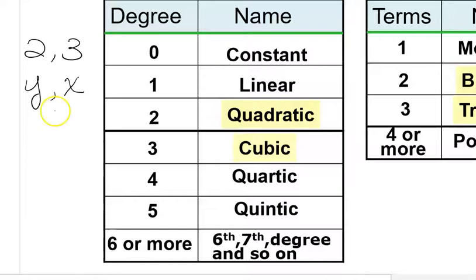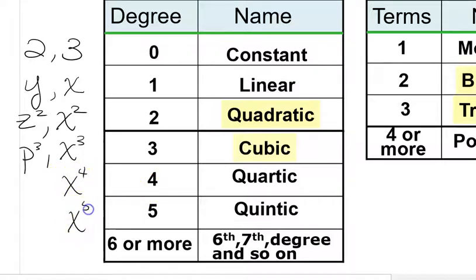A quadratic, like x squared, or let's say z squared, so he has a degree of 2, would be quadratic. Cubic, which you know cube before, has a degree of 3. And I'll bring in another letter here. Why not? And then 4 is quartic. And then you have quintic. Now, after that, 6 or more, you just say the 6th degree, the 7th degree, etc.